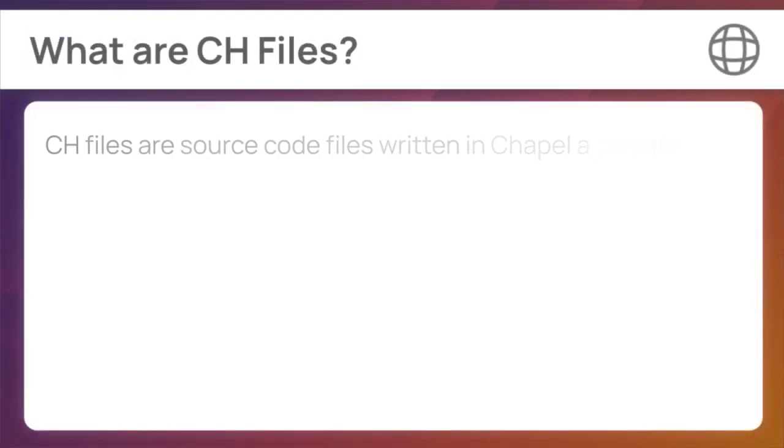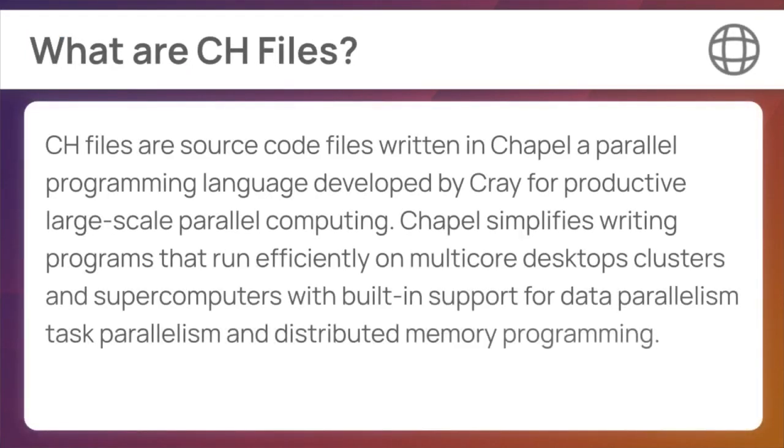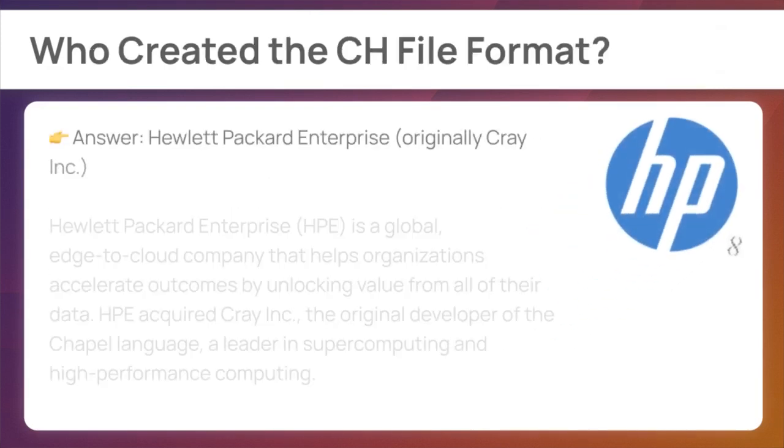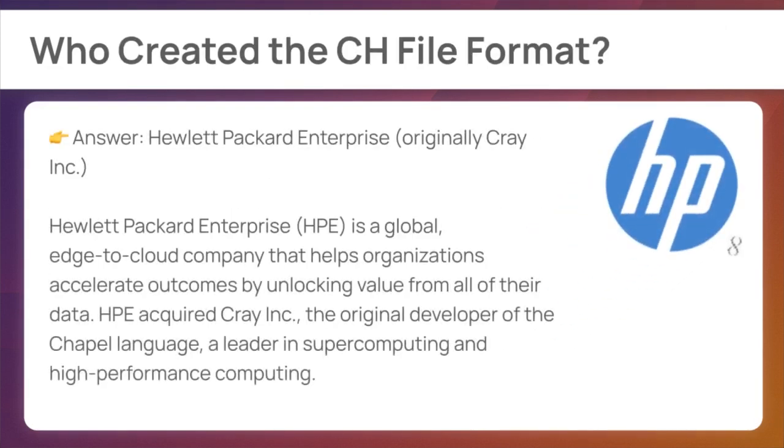CH files are source code files written in Chapel, a parallel programming language developed by Cray for productive large-scale parallel computing. Chapel simplifies writing programs that run efficiently on multicore desktops, clusters and supercomputers with built-in support for data parallelism, task parallelism, and distributed memory programming.